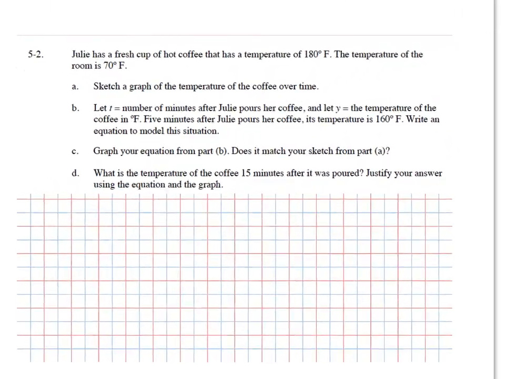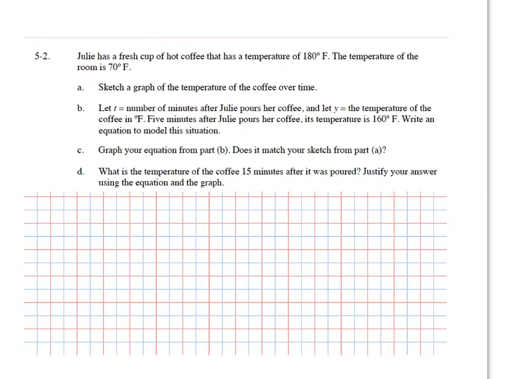Last problem for the day. Julie has a fresh cup of hot coffee that has a temperature of 180 degrees Fahrenheit. The temperature of the room is 70 degrees. We want to sketch a graph of the temperature of the coffee over time. Now this graph is going to be just a rough sketch. It doesn't have to be super specific. We just want to get an idea of what is really taking place here.